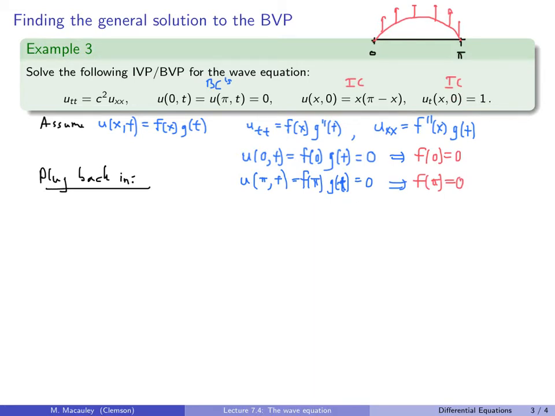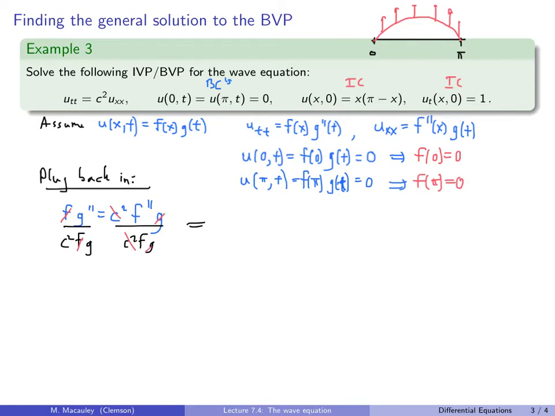Okay, so u_tt equals c squared times u_xx. So f g double prime equals c squared times f double prime g. Do the same thing I always do, which is divide both sides by c squared f g. Recall what cancels: these f's cancel, these c squares cancel, and these g's cancel.